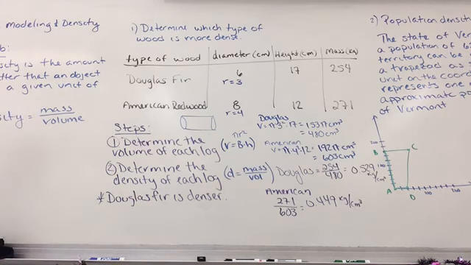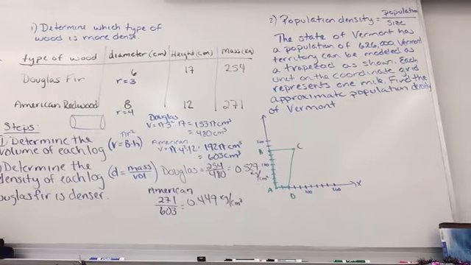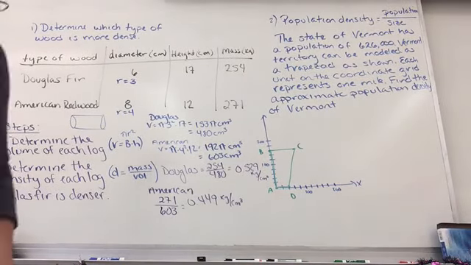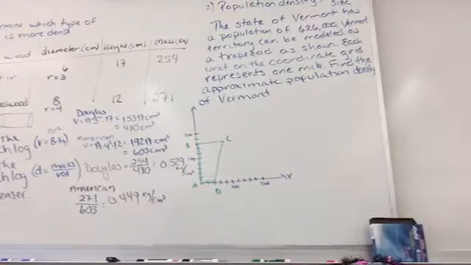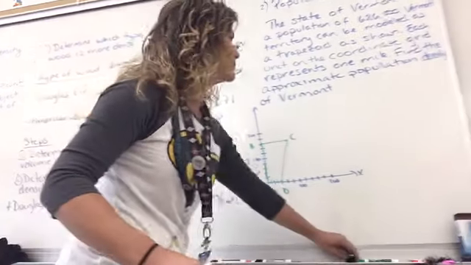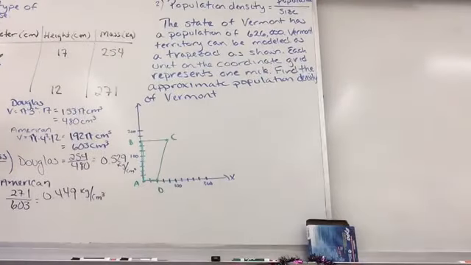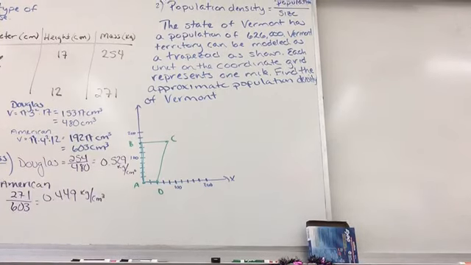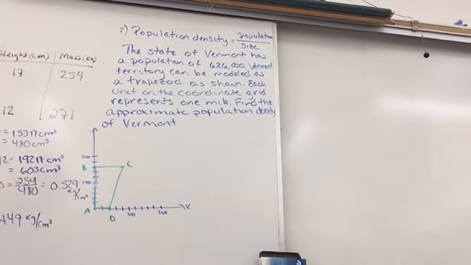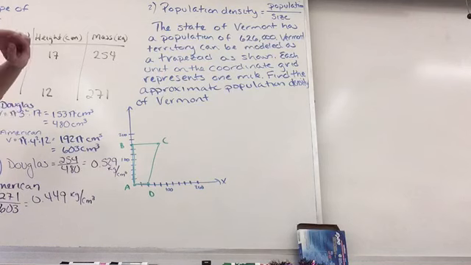So moving on, we have some other types of densities that we're going to talk about. The next one that we're going to talk about is the population density. Population density is population divided by the size of the area. So the population of an area divided by the size of the area.